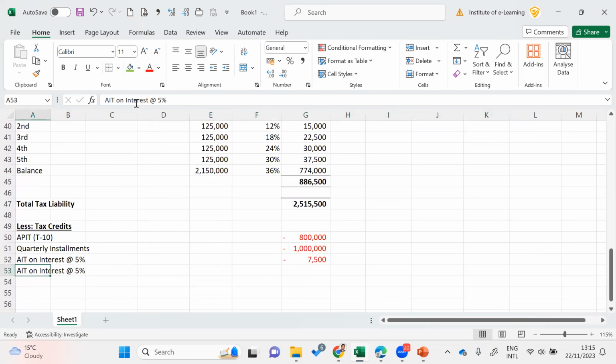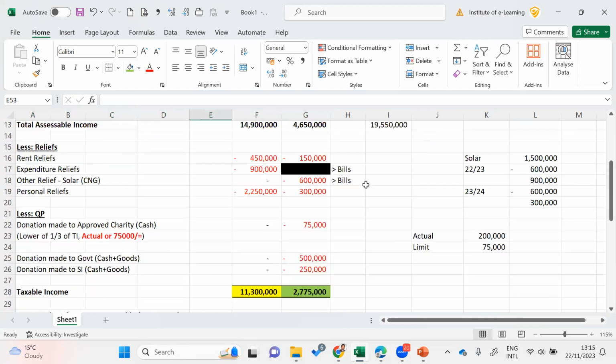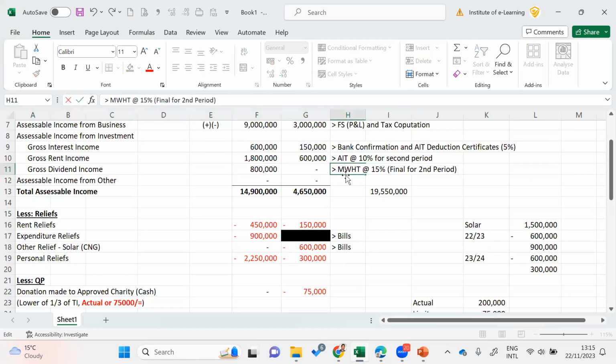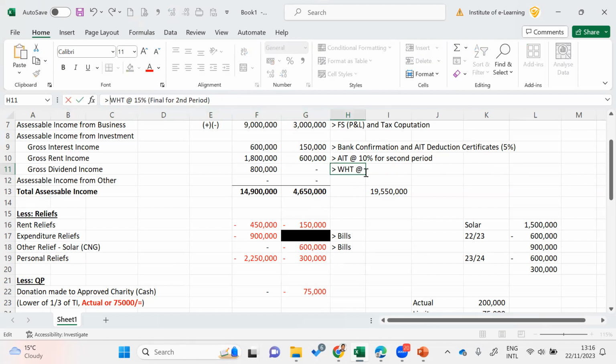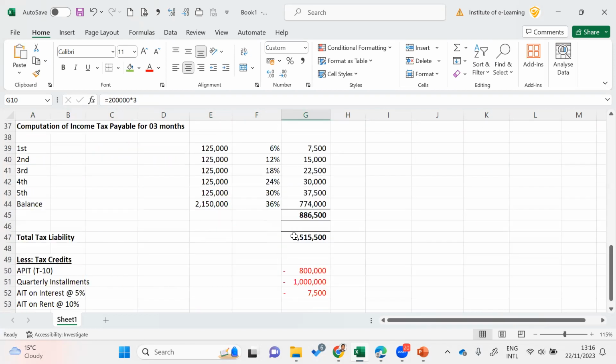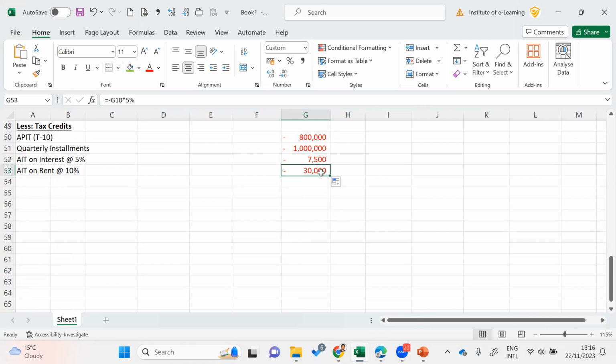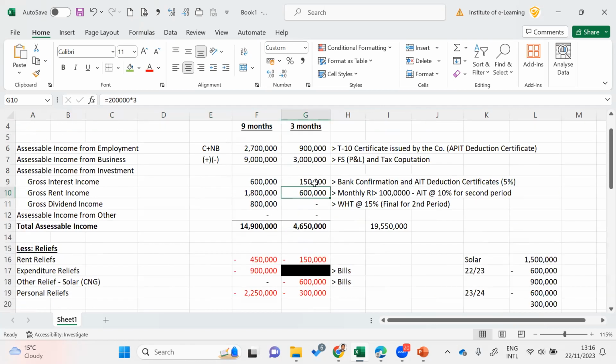Here, if you take advance income tax on rent, you can take the credit, because if your monthly rent income is more than 100,000, then definitely the tenant will deduct. Advance income tax is 10% for the second period, so you can get that as a credit. Let's check this one. Yes, correct.